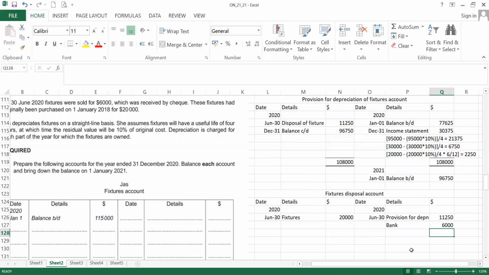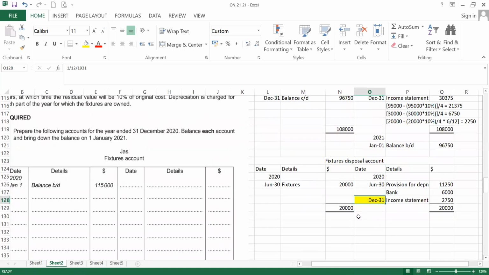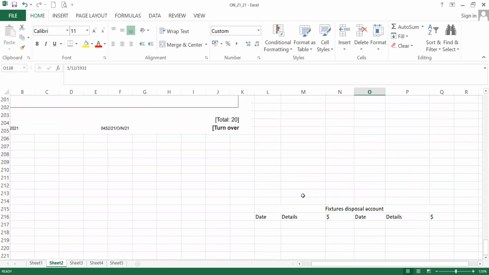Now we calculate which side is more, which side is less. So debit is more. So in this case, we have a loss on disposal, on the credit side. So this loss will be transferred to the income statement. For this income statement amount, the date we put is the 31st, the last day of the year. Okay, that's all for this question. For the second question, now we continue.